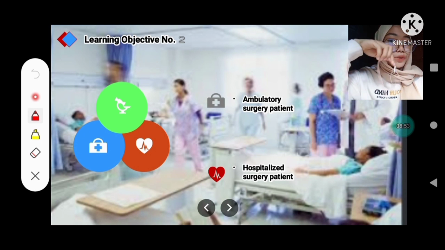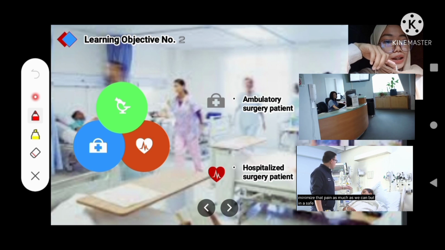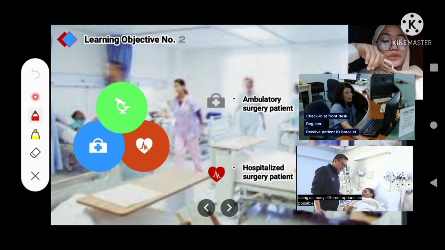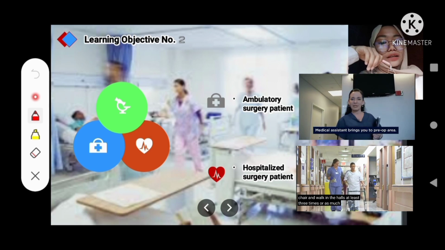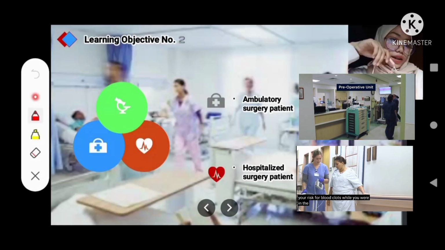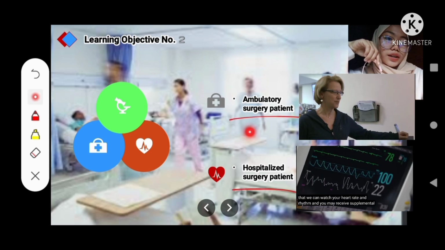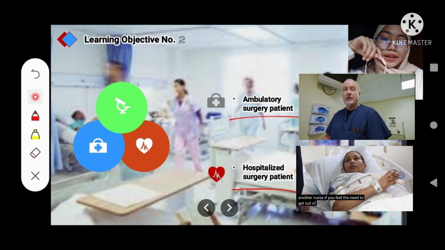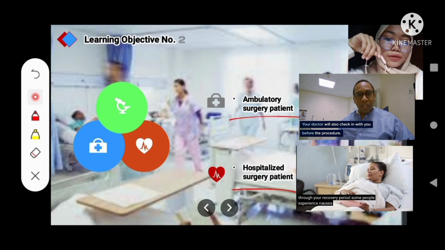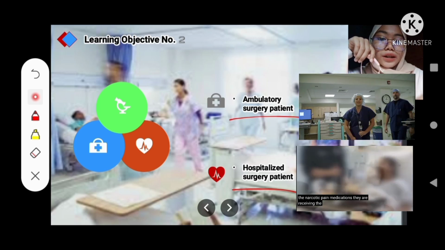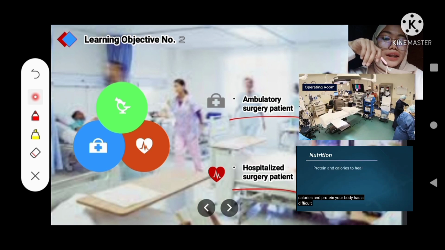In learning objective number 2, which is to compare postoperative care of the ambulatory surgery patient with that of the hospitalized surgery patient: the ambulatory surgery patient requires rapid response to high volumes of patients in a short span of time while dealing with issues that are not always predictable. The hospitalized surgery patient includes surgical patients who require hospital stays or trauma patients, acutely ill patients, patients undergoing major surgery, patients who require emergency surgery, and patients with concurrent medical disorders.